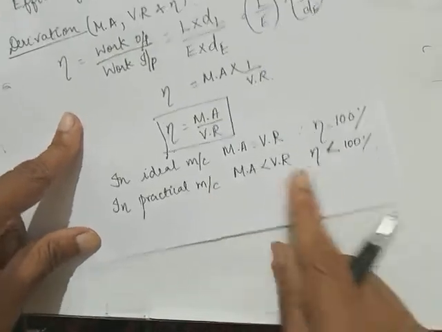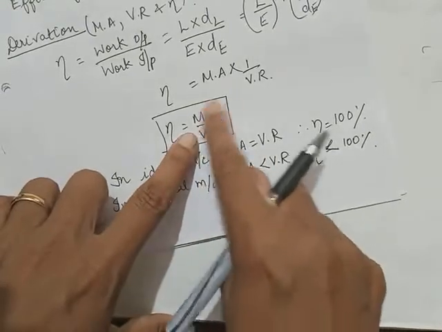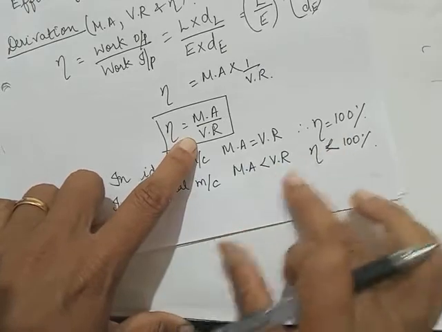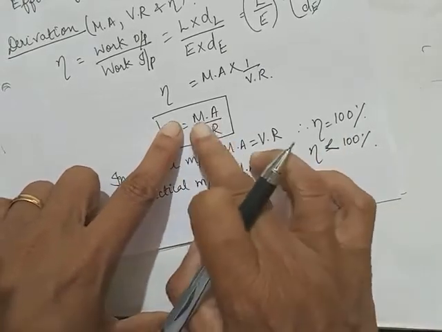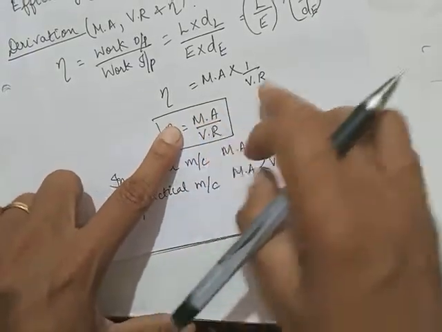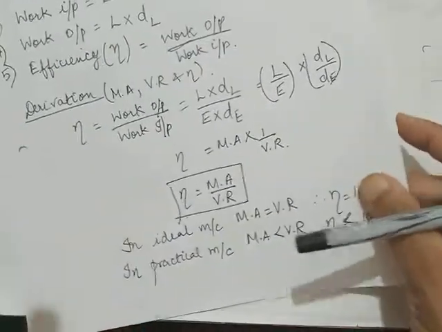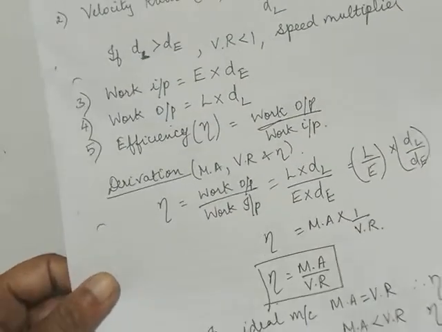Remember this. And always remember, MA will be less than VR. VR will never change. For a particular system, velocity ratio will remain the same. But MA keeps changing depending on the losses and all that. Okay. So these are the important things in the A part. I hope you're noting it down along with me.